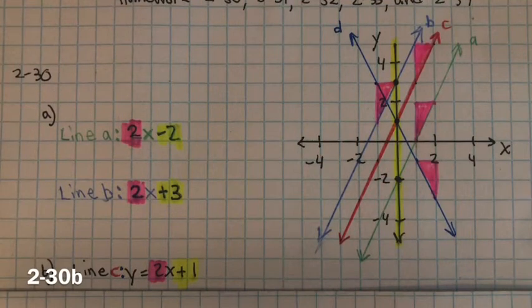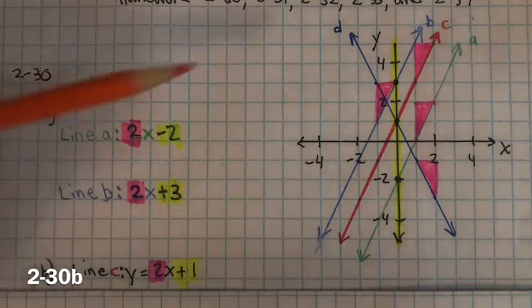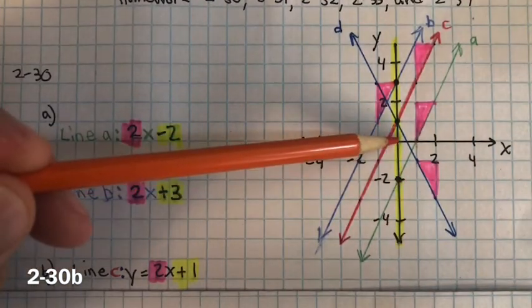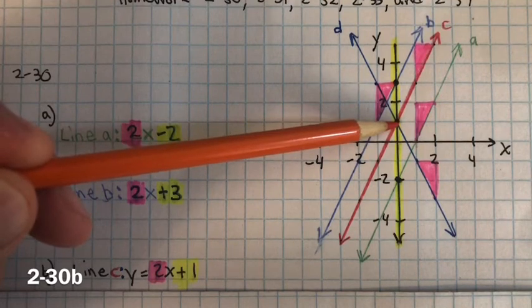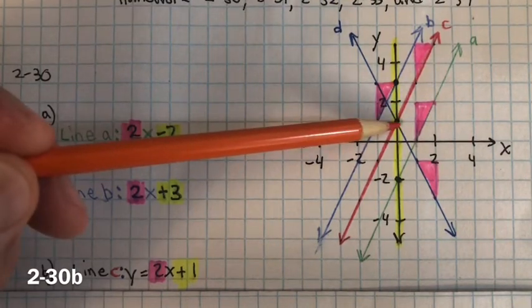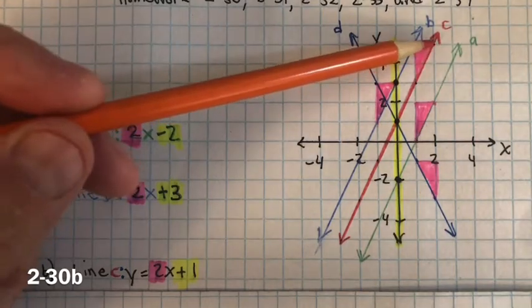Part B, Yoshi wants to add the line y equals 2x plus 1. So we know the y-intercept is at positive 1. So here's the origin, positive 1. So we know our line's going to go through there. And it has a rate of change of 2 over 1. So the slope is rise 2, run 1, rise 2, run 1.